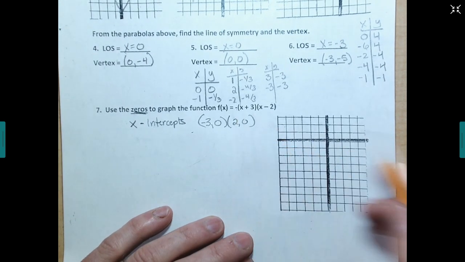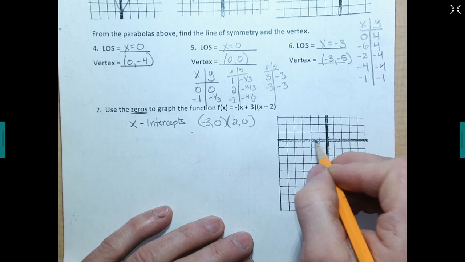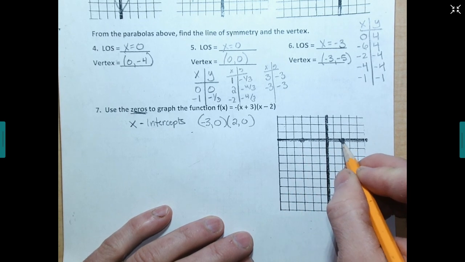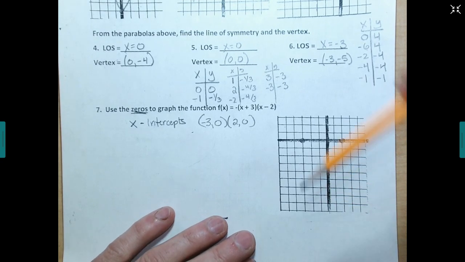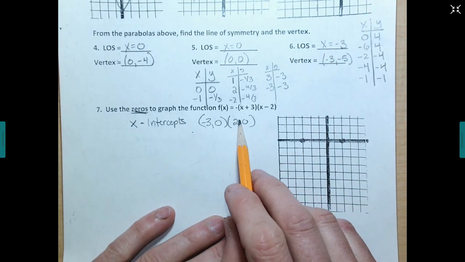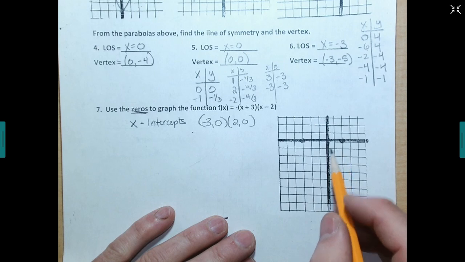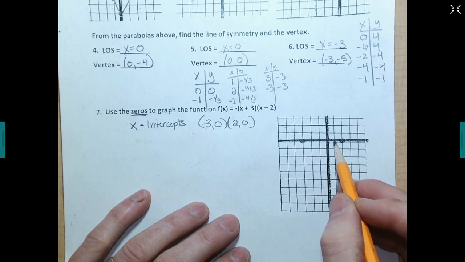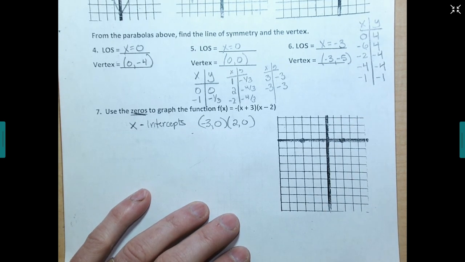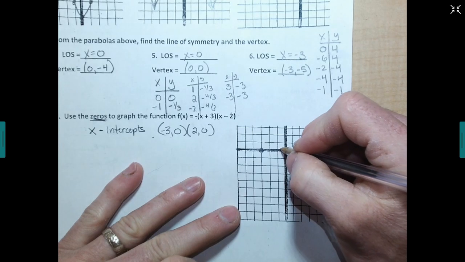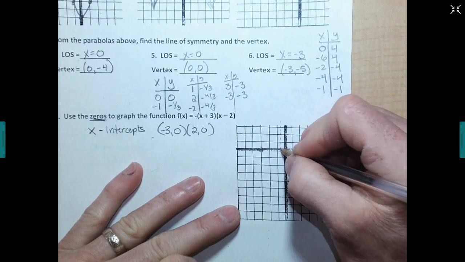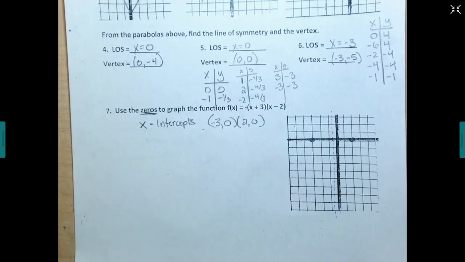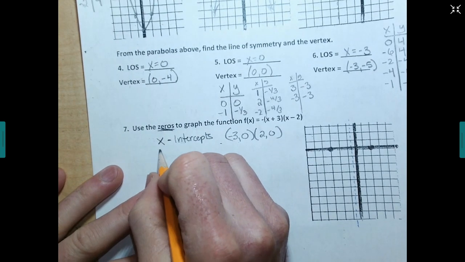So this is a sad face, and there's my zeros right there at negative 3, 0 and 2, 0. And it's going to be a sad face. And then where's my axis of symmetry? Here's my axis of symmetry right here in the middle. So my axis of symmetry is going to be negative 0.5. Or my line of symmetry.